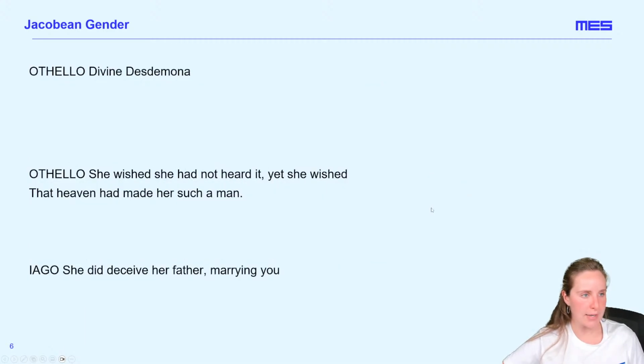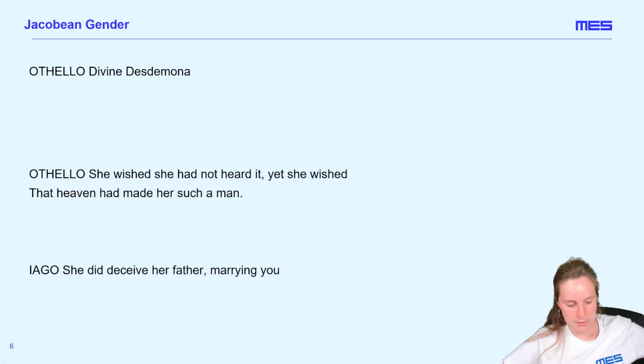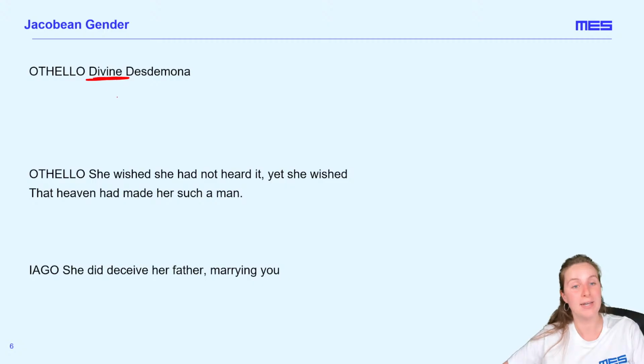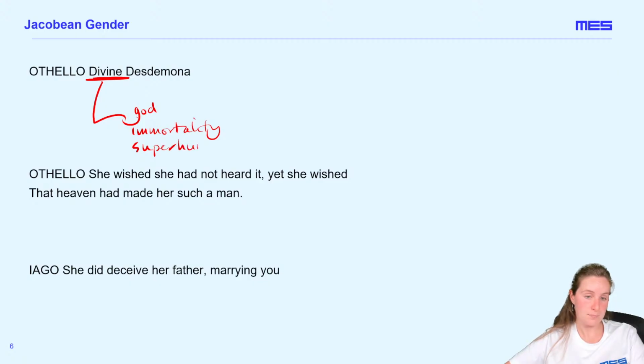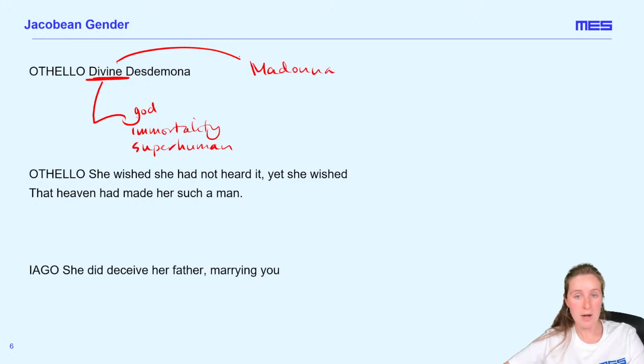Let's take a look at three ideas to do with femininity in the play. So, first of all, we have Othello and Cassio as well calling Desdemona divine Desdemona. What does this mean for us? This is linked to God, right? This is linked to immortality. This is linked to someone being superhuman. But we're not thinking about her as God as in God as a woman, right? We're thinking about her as the embodiment of a Madonna.